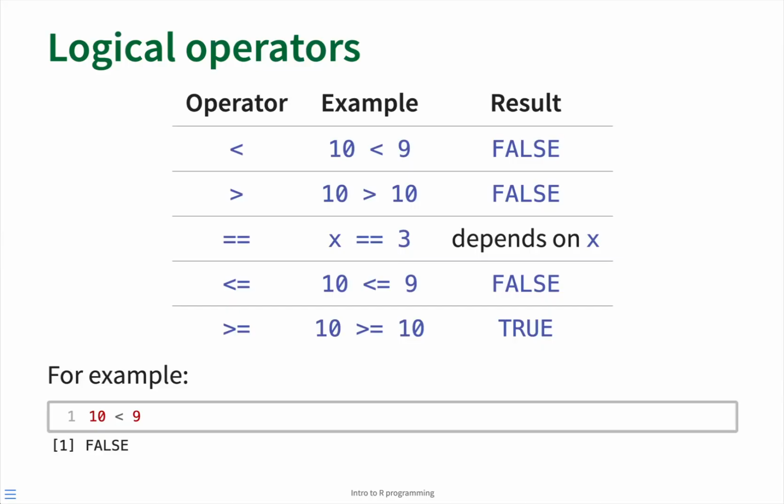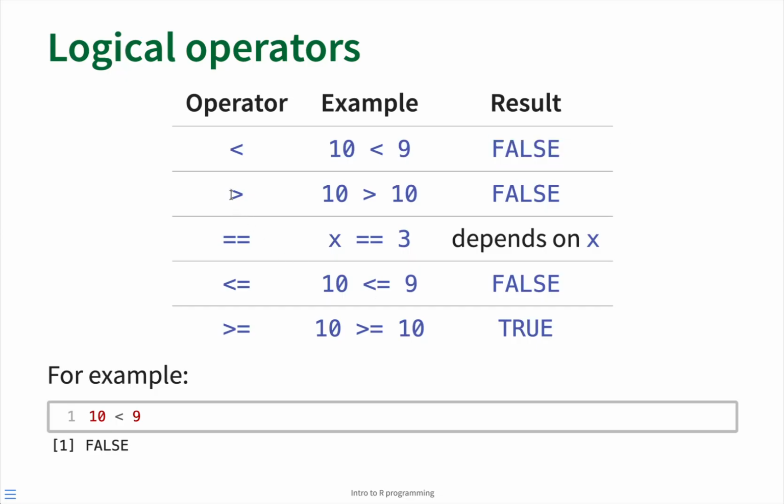The way we make these comparisons is with logical operators. You can see a variety of these in this table here. The first row, for example, we have the less than operator. Here's an example. Is 10 less than 9? Well, no. And so the result of this expression would be false.